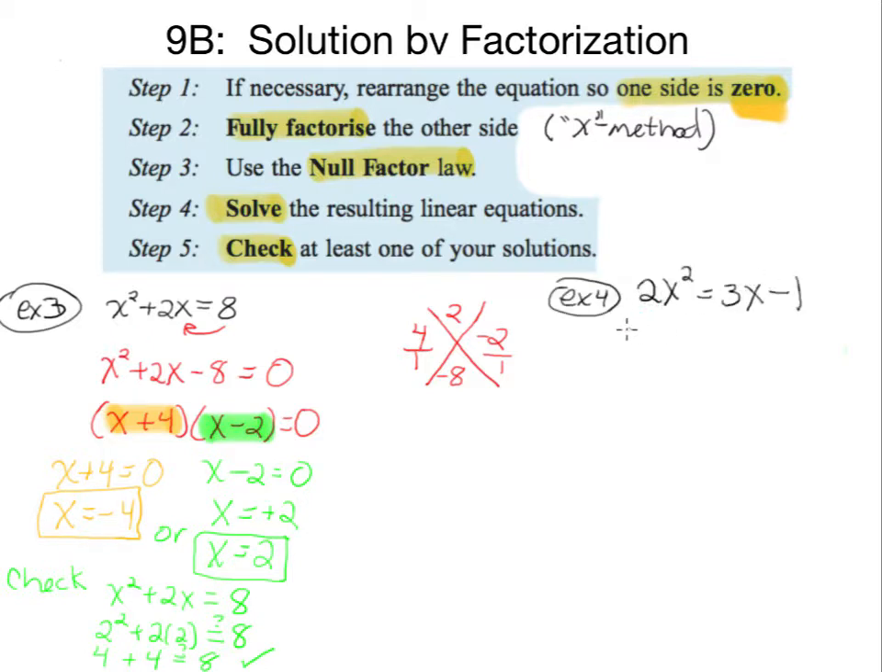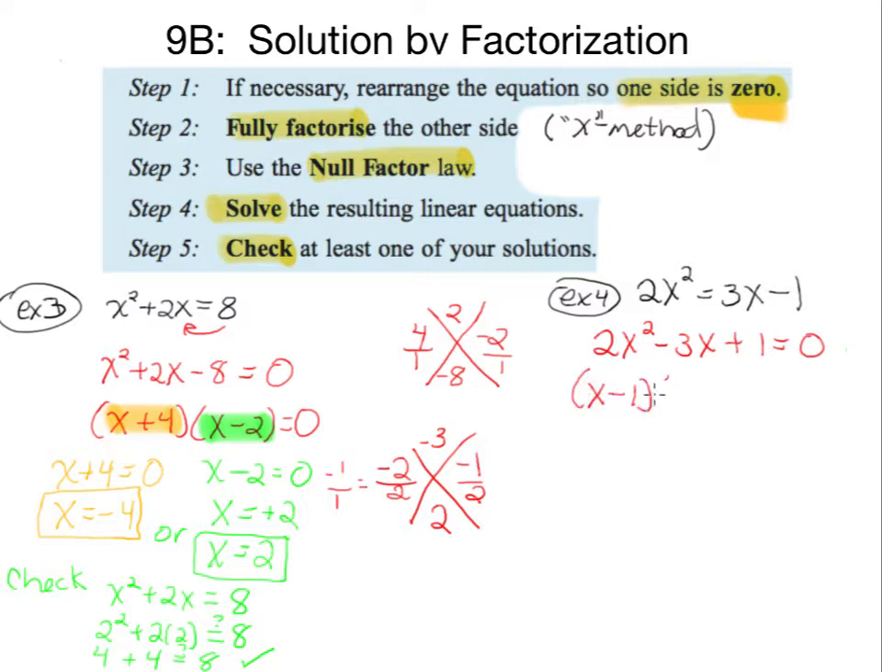Solve example 4. In order to get it equal to 0, I'm going to subtract 3x from each side and add 1 to each side. So I end up with the quadratic equation 2x squared minus 3x plus 1, which I'm going to solve by our x method, simplifying down each side. That becomes x minus 1 times 2x minus 1 equals 0. And then use the null factor law and set each of these individual factors equal to 0, and use our inverse order of operations to solve for x.